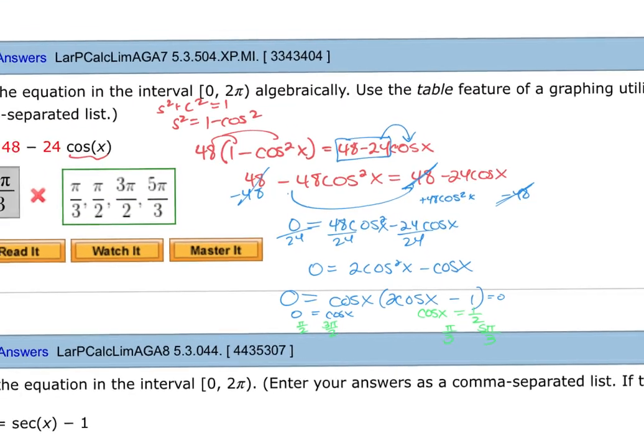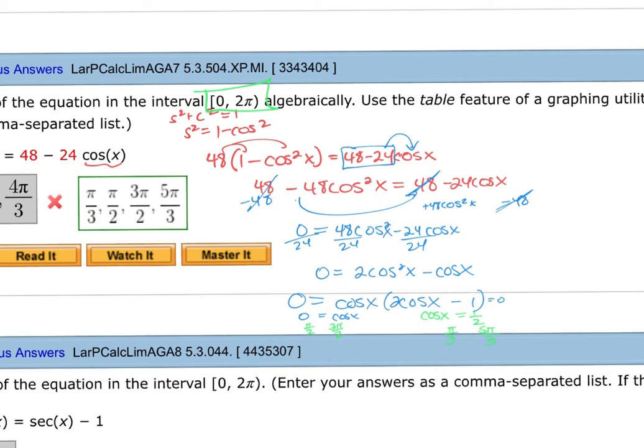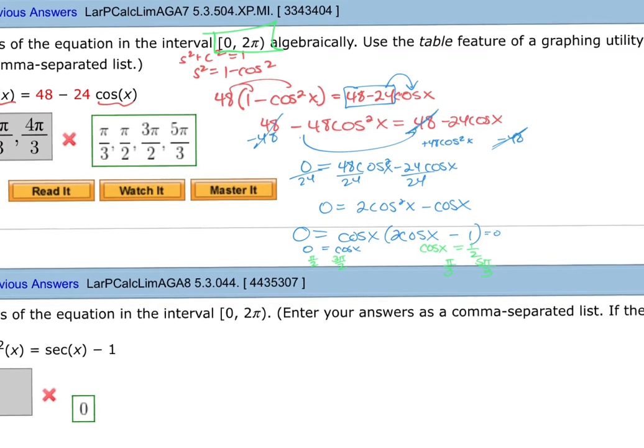The directions this time gave you the interval, so I don't add or subtract anything to those. I would leave them alone. And in order from least to greatest, it would have been pi over 3, then pi over 2, then 3 pi over 2, then 5 pi over 3.